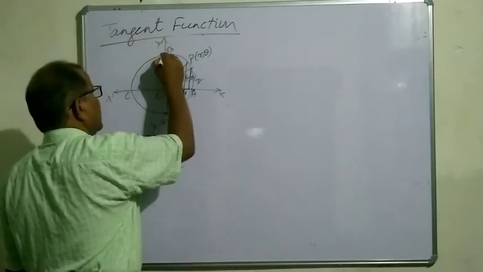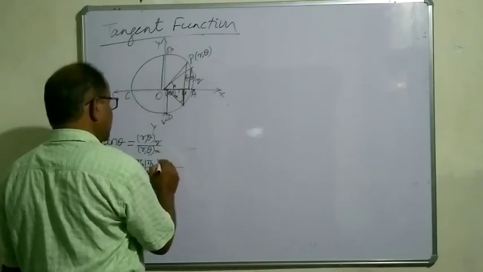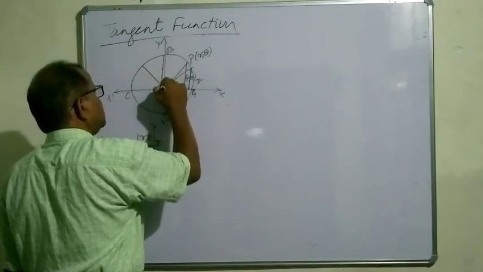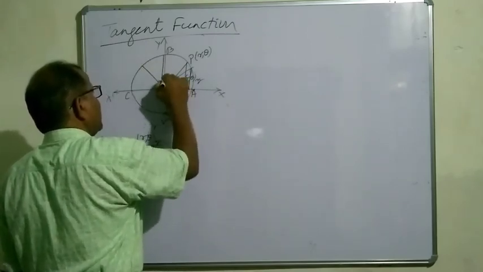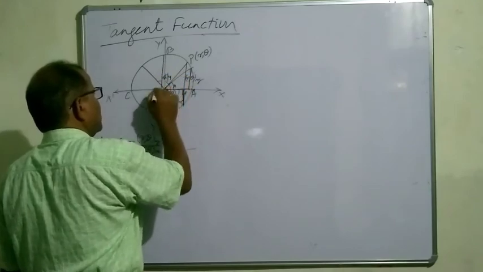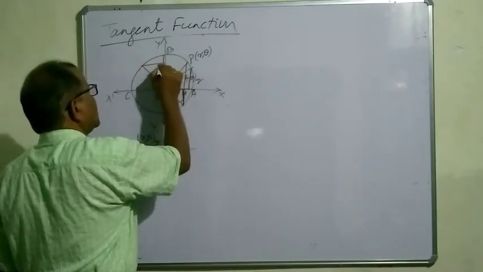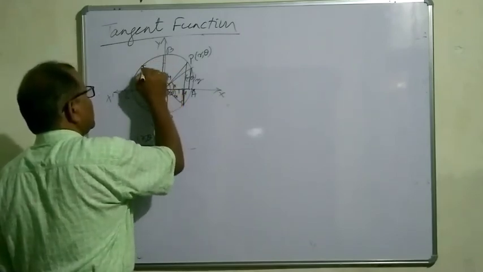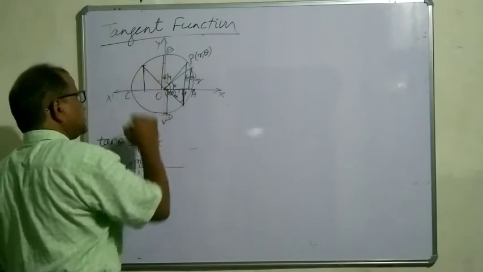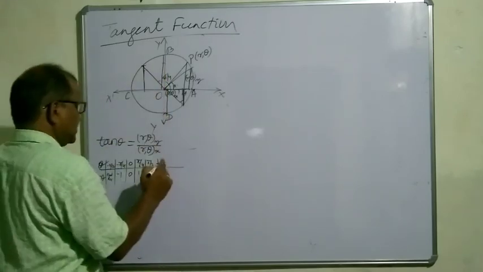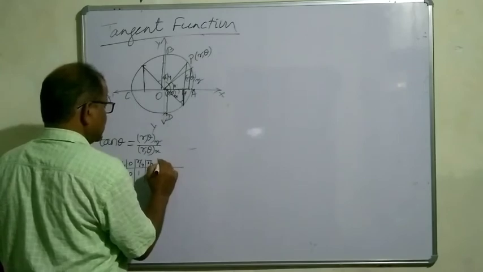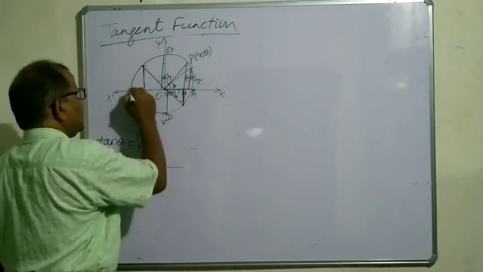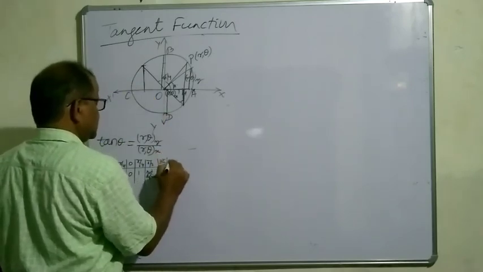Again, after that, suppose we take a point here which is 3 pi by 4. What will happen here? Here also you will get an isosceles triangle like this. This angle must be pi by 4. This is pi by 4. So this is r theta y which is positive. This is negative. So pi by 2 plus pi by 4, that means 3 pi by 4. It is minus 1.